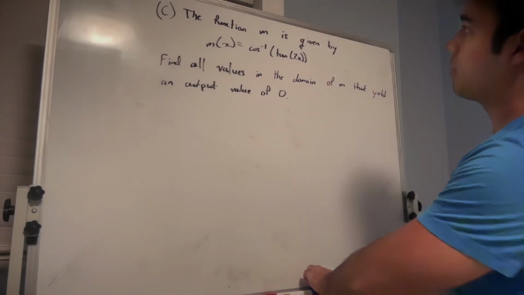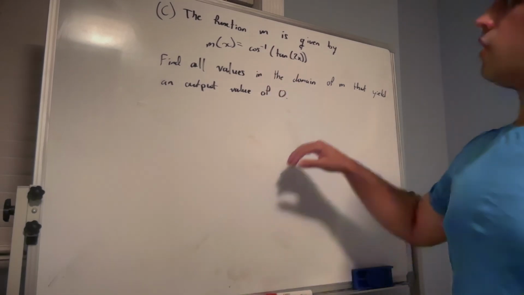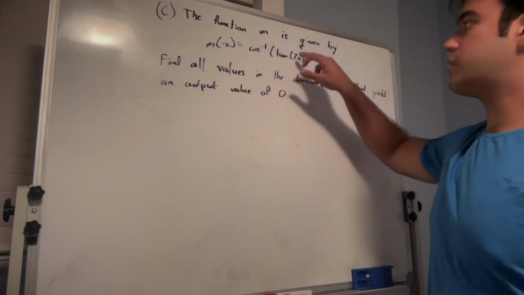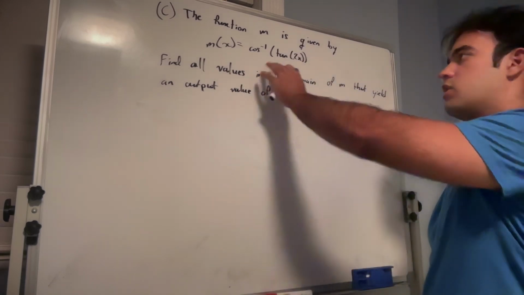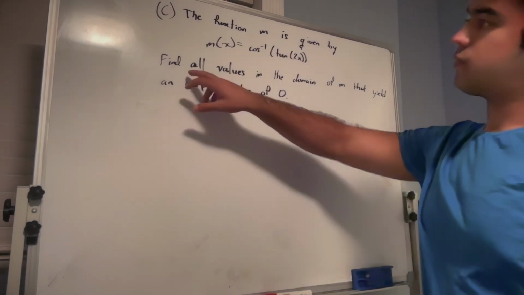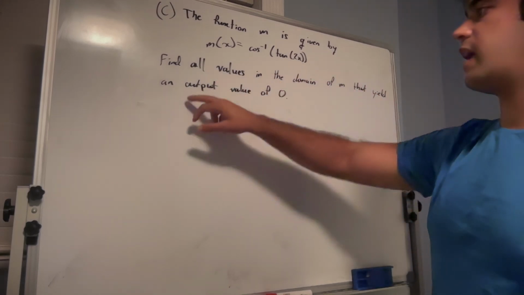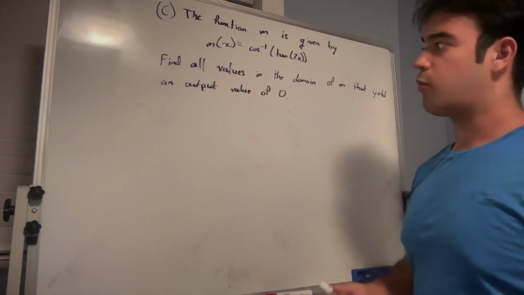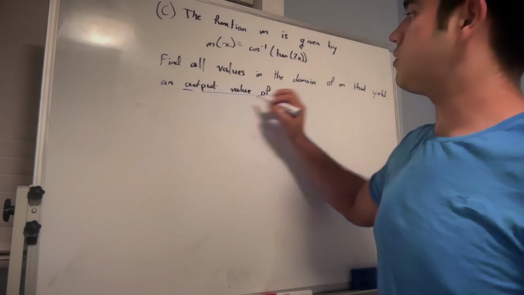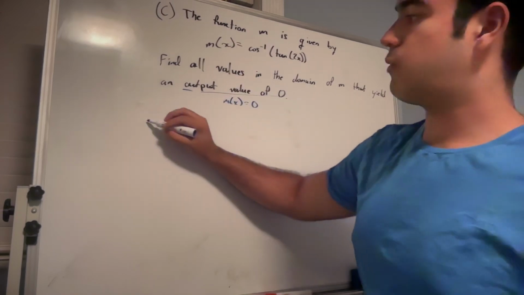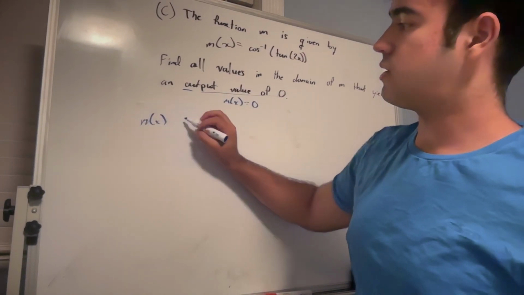For this last problem, we're given just one part, and we have our function m, which is the inverse cosine of tangent of 2x. So it's a double composition. And then we're trying to find all values in the domain of m that yield an output value of 0. In other words, this just means when m of x is equal to 0. So that's exactly what I'm going to do. I'm going to set m of x equal to 0.